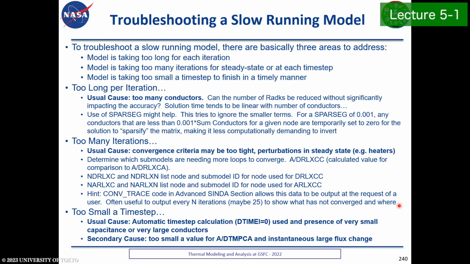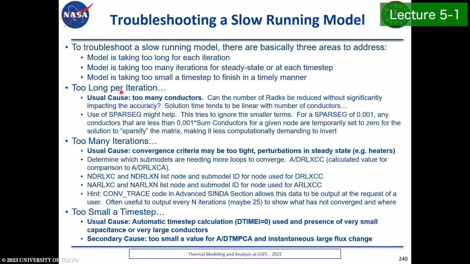So too long per iteration, there's really not much you can do about it. Usually it's caused by too many conductors. The more conductors you have, the bigger the matrix, the more dense the matrix, the longer it takes to invert it. All you can really do at that point is try to reduce the conductors and throw away the smaller terms and hope that the accuracy impact is negligible enough.